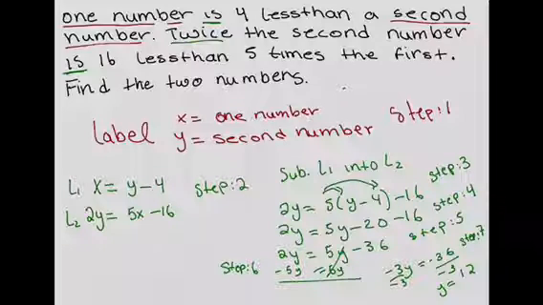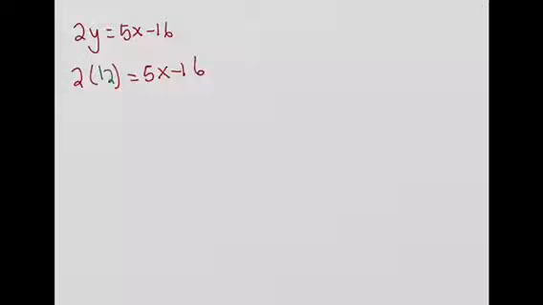Now, I found the y value. That was the first thing I did. Now I need to find the x value. So I'm going to substitute y equals 12 into line 2. Line 2 is 2y equals 5x minus 16, and I found that y is 12, so I'm going to substitute that in here so I can find the x. So 24 equals 5x minus 16.